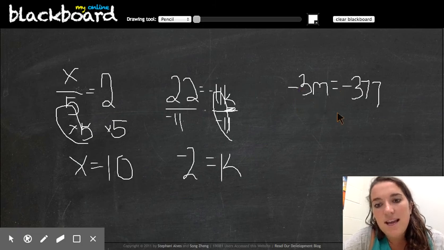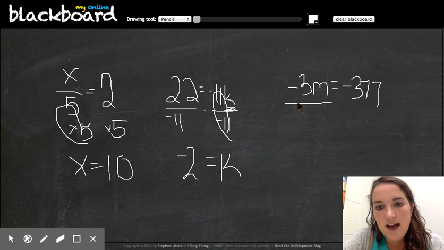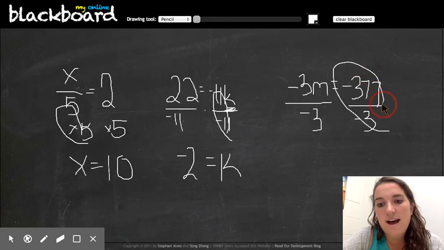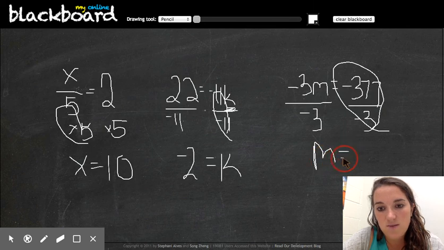Now I have negative 3m equals negative 377. I have multiplication here, so to get m by itself, I need to undo that multiplication. So I need to divide. On your calculator, divide these two numbers, negative 377 divided by negative 3, and I'll end up with m equals what? Finish that question up by yourself.